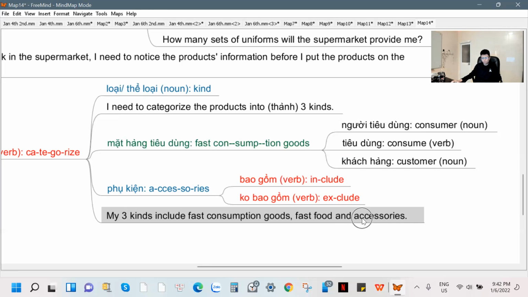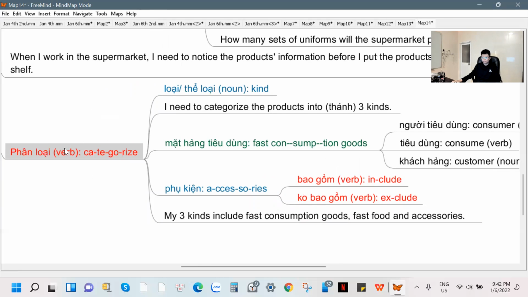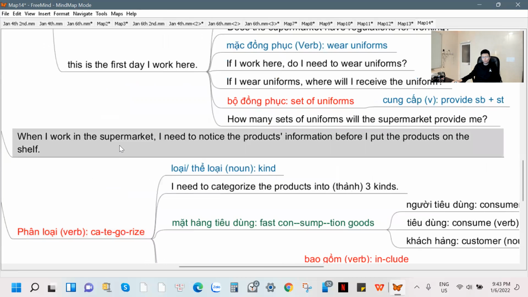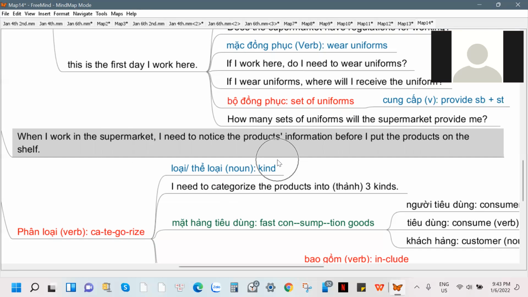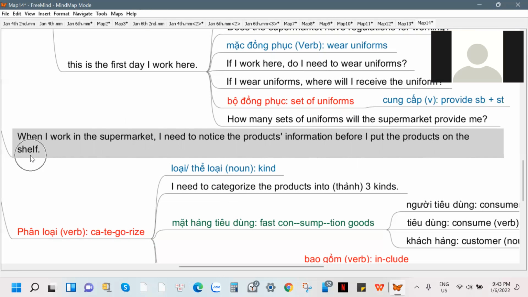Accessories. Accessory. Categorize. When I work in the supermarket, I need to notice the product's information before I put the products on the shelf. Products. Shelf.